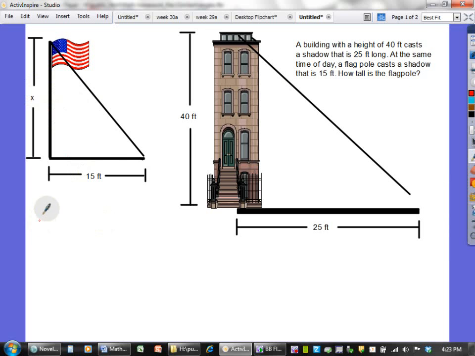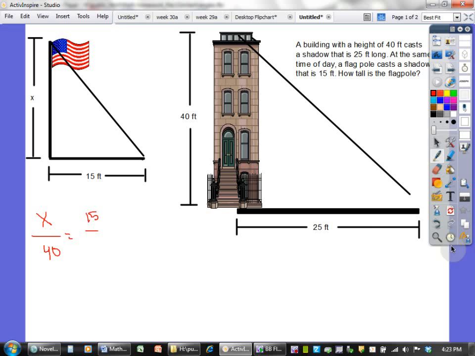In this triangle, we would see that x, the height of the flagpole, would correspond with 40 feet, which is the height of the building. And we would take the shadow of the flagpole, which is 15, over the shadow of the building. So once again, I have height of the flagpole, height of the building, right here, shadow of the flagpole, shadow of the building. And of course, what we're doing is setting up proportions. This side will correspond to the side of the building, and the shadows would correspond with one another.